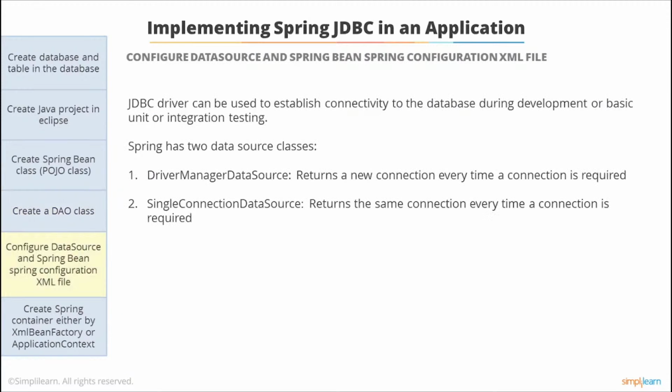To configure data source and Spring Bean configuration XML file, the JDBC driver can be used to establish connectivity to the database during development of basic unit or integration testing. Spring has 2 data source classes, DriverManagerDataSource, which returns a new connection every time a connection is required, and SingleConnectionDataSource, which returns the same connection every time a connection is required.